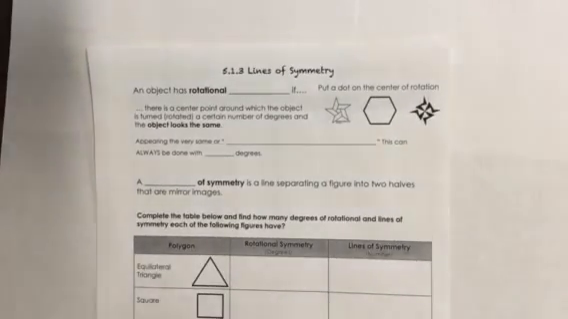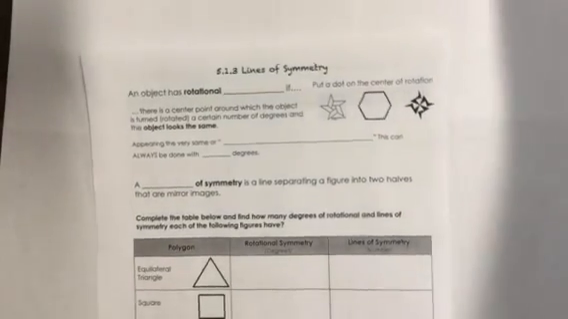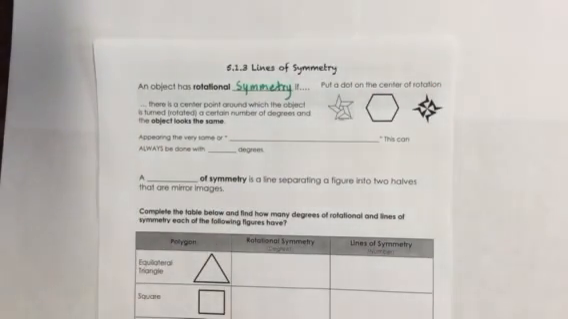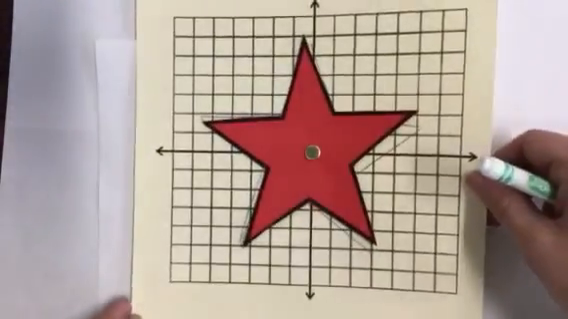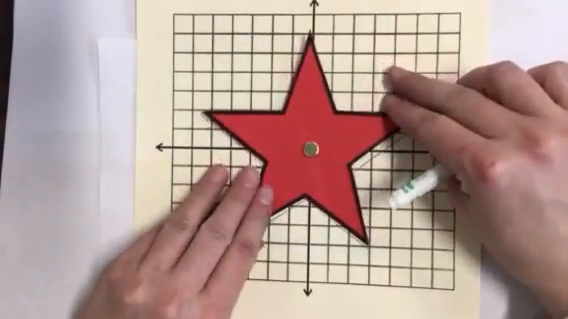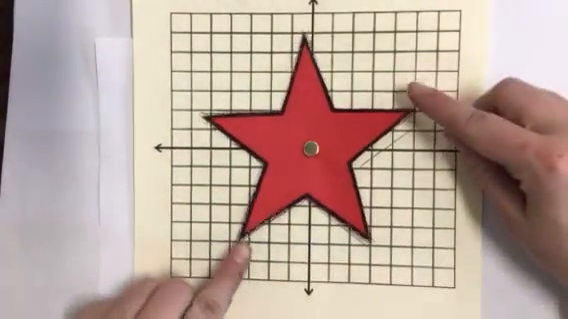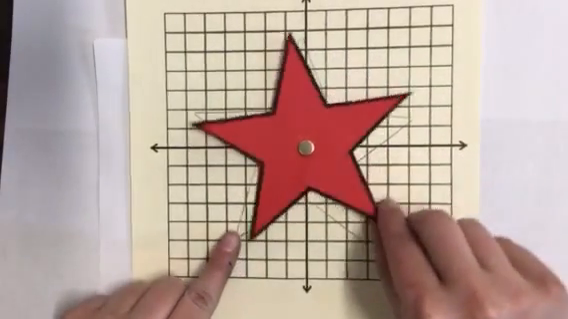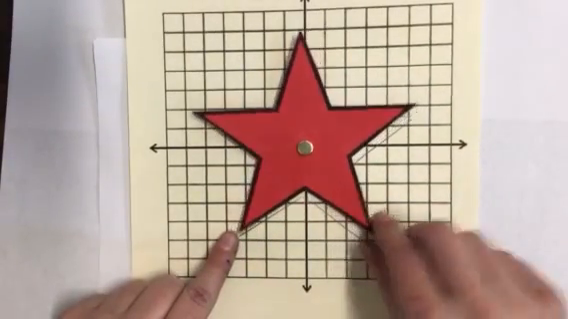All right, ladies and gentlemen, today we are going to talk about lines of symmetry, or what we call rotational symmetry. And the idea with rotational symmetry is if I put a dot in the center of rotation, there's a center point around which it can be rotated and end up back in its same spot. So here I have a star, and there's the point in the center. And if I rotate it a few degrees, it's back to where it began.